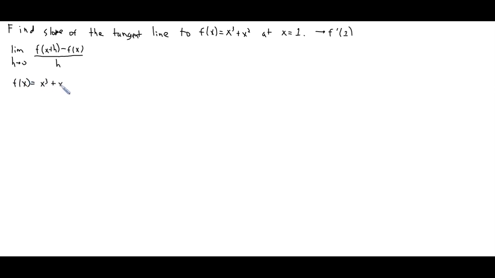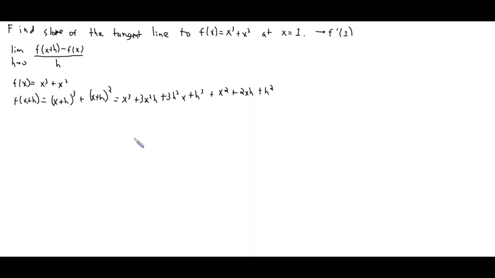f of x equals x cubed plus x squared. For f of x plus h, we just plug in an x plus h into f of x everywhere there's an x. So we get x plus h cubed plus x plus h squared. And that gives us x cubed plus 3x squared h plus 3h squared x plus h cubed plus x squared plus 2xh plus h squared. Now I know, I didn't show my work, right? I didn't cube x plus h and then square x plus h and then add them. I just went straight to the answer.